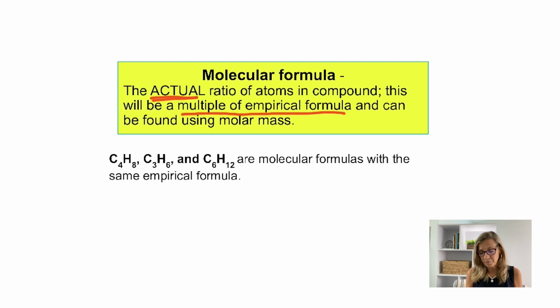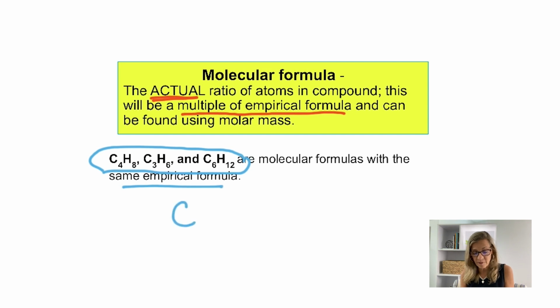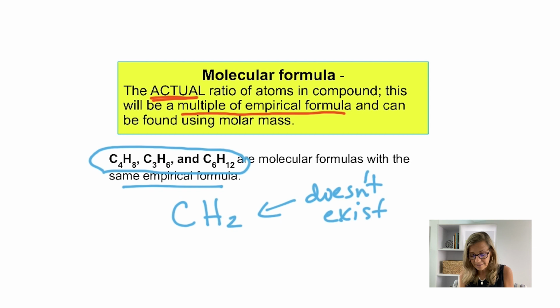So I've got 3 compounds here. Let's just take a look at these 3. C4H8, C3H6, and C6H12. These are all real molecular formulas, and they all have the same empirical formula, which is CH2. Guess what? CH2 doesn't exist. You know why? It's not stable. These formulas are true, real molecular formulas that do exist. But if you broke them down to empirical formula, you would get CH2 for all 3.